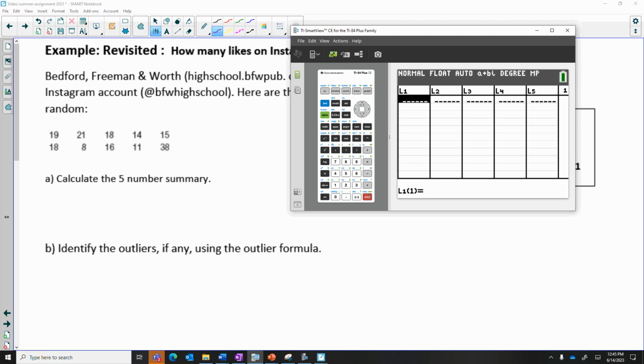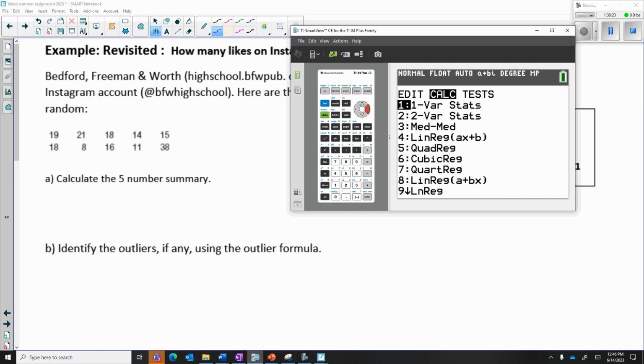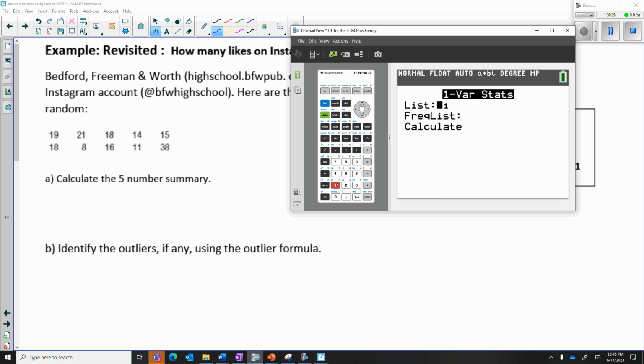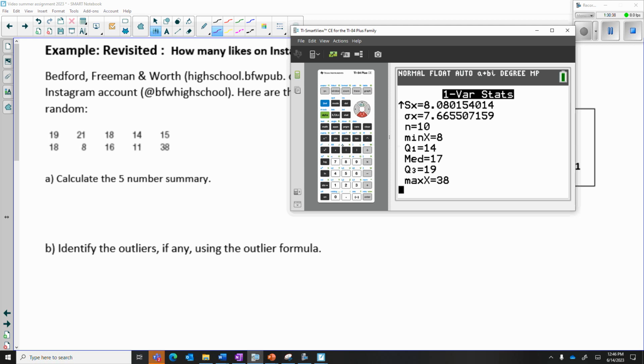I'm going to pause for a second. We're going to get our 5-number summary. Okay, once your data is entered in L1, now we're going to press stat, go over to calc and choose number 1, 1-Var Stats, make sure that it says L1 and there's nothing in the frequency list. Hit enter. Scroll down. Do you see here you have your 5-number summary: minimum, Q1, median, Q3, and maximum. I'm just going to pull this over here so it's easier for me to see.